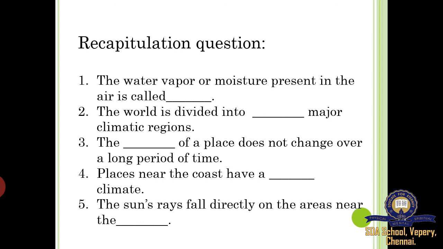The water vapor or moisture present in the air is called humidity. The world is divided into 7 major climatic regions. The climate of a place does not change over a long period of time. Places near the coast have a moderate climate. The sun's rays fall directly on the areas near the equator.